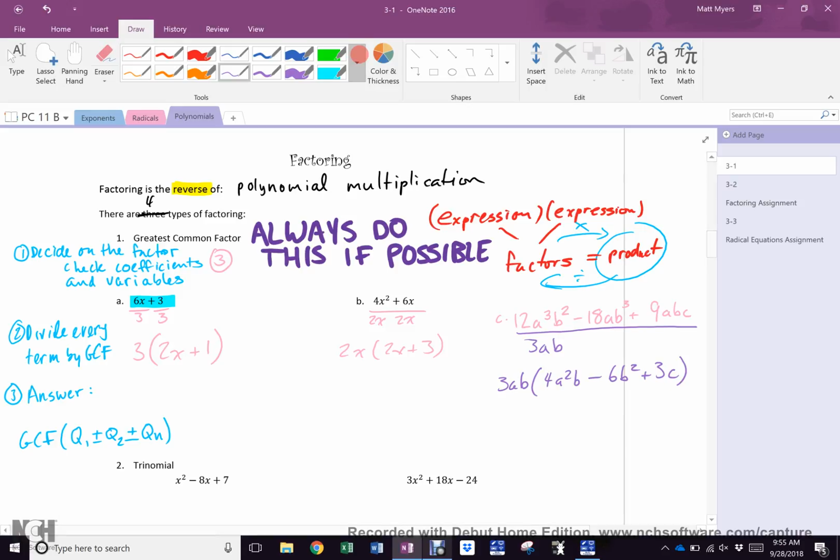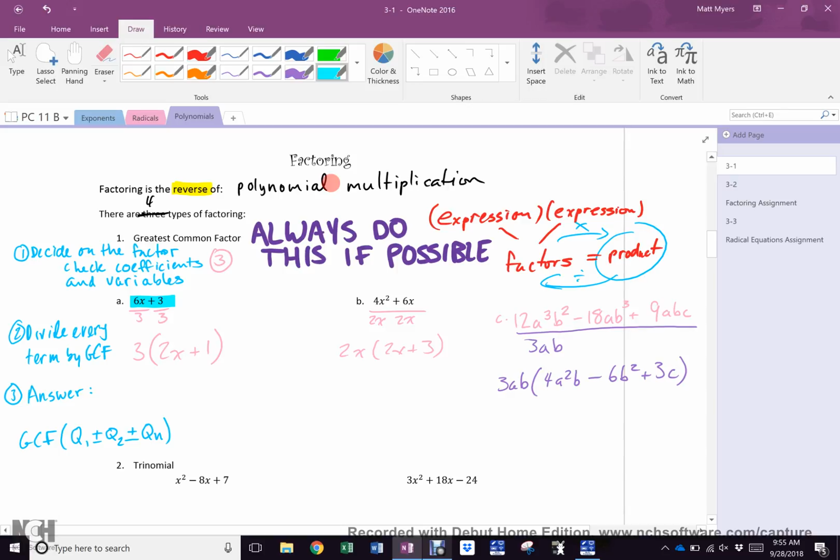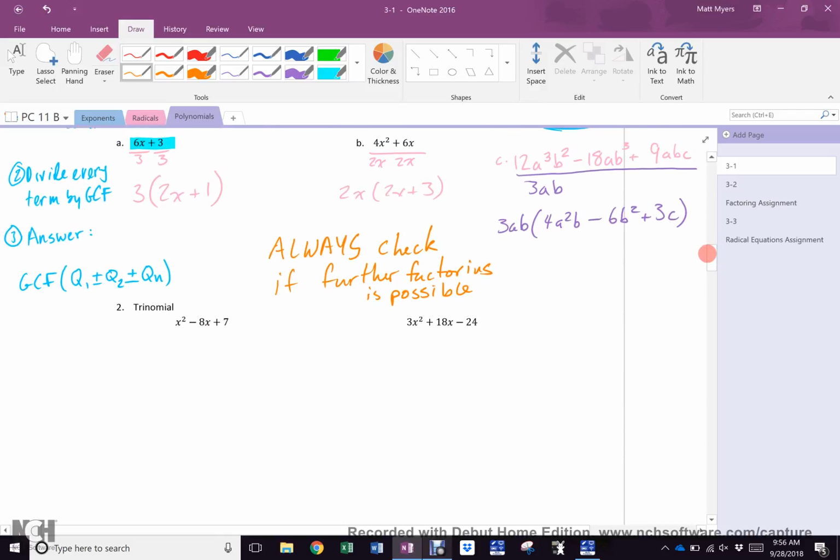Excellent. Now, the problem that you people have when doing factoring is you do the GCF or you do one kind of factoring and then you think you're done. Okay? Whoever said orange. Always check if further factoring is possible. Always. So, now we move on to the second type of factoring.